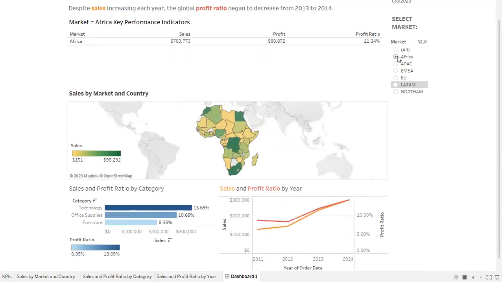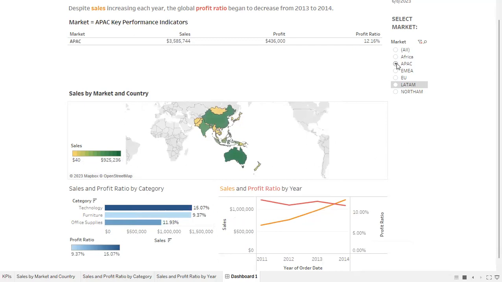So when I looked through some of the individual markets, we can see that Africa performs extremely well. The profit ratio and sales, while the profit ratio does appear to be slowing down a little bit, it's still increasing during the year when the overall global market saw a decline. And then we compare that to something like the Asia Pacific region, where we can see they have an increase of sales, but a decline in profit ratio over the last year.